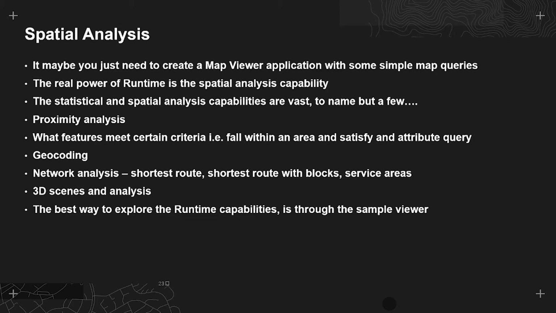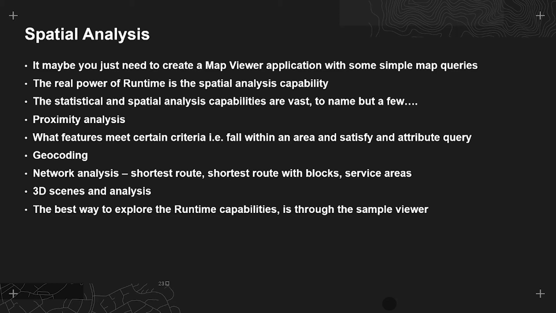Proximity analysis, what features meet certain criteria, i.e. fall within an area and satisfy an attribute query. You can use geocoding. Network analysis, you can find the shortest route. You can also find the shortest route after you've added some blocks and shut roads off. And you can find service areas. Where's my closest facility to my location? There are also some really exciting 3D scenes and their associated analytical routines.